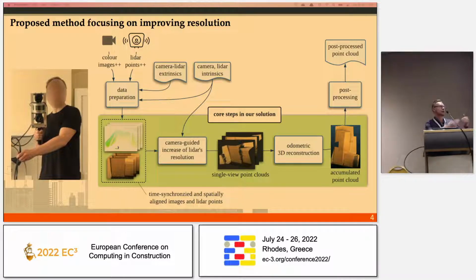And once we have those high resolution single viewpoint clouds, we can stitch them together in an odometric manner. Actually, stitching together point clouds is called odometry, and because it is 3D reconstruction, I named this odometric 3D reconstruction. The output of this process is basically a static accumulated point cloud, which can then be post-processed. By post-processing, I mean removing outliers or downsampling the point cloud, all those things you can do there. But everything that you will see in this paper is just based on those first three steps. I didn't do any post-processing here.